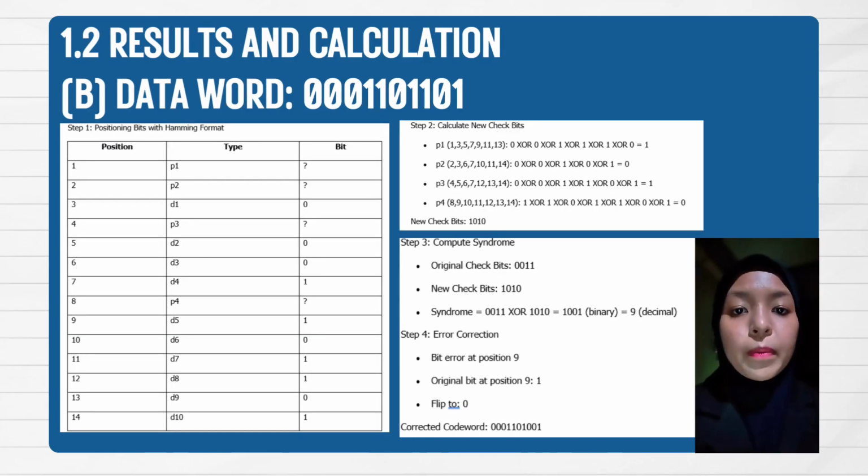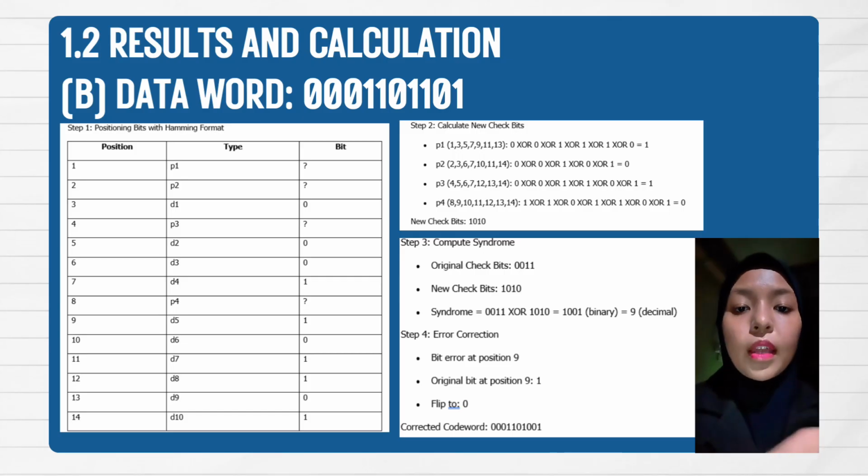Now for part B, the second data word is 00011011101. Again, we arrange the bits in the Hamming format and calculate the new check bits. P1 becomes 1, P2 is 0, P3 is 1, P4 is 0. So the new check bits are 1010.